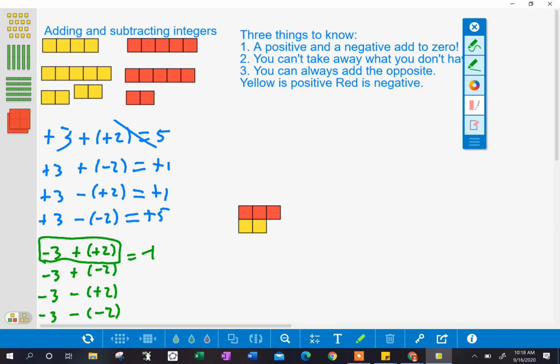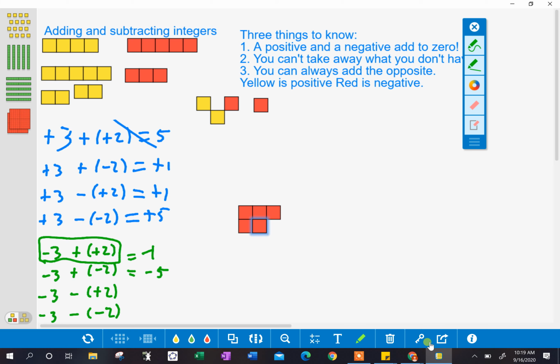If I start with 3 negatives, and I'm going to add 2 negatives, what do I have? And I'm hoping you're saying, oh, you have 5 negatives. That's right, it's a negative 5. All right, well, let's say I start with 3 negatives, right down here, and I'm going to take away 2 positives. Well, once again, you can see I don't have 2 positives to take away. So what's the opposite of taking away 2 positives? It's adding 2 negatives.